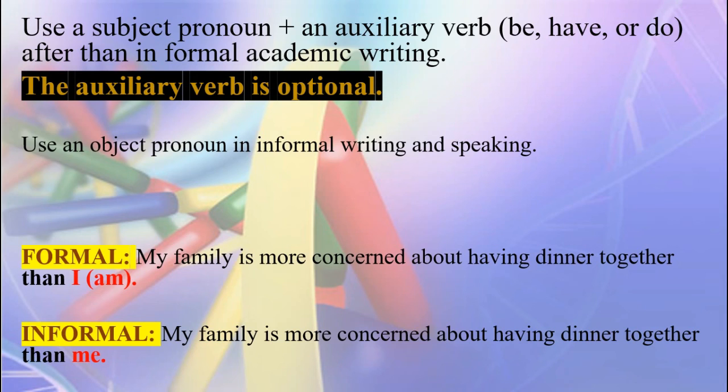Or omitting the auxiliary verb: my family is more concerned about having dinner together than I. Okay, an example with informal: my family is more concerned about having dinner together than me. In this case, we are using a pronoun because it is informal. I can say my family is more concerned about having dinner together than me in speaking or maybe in informal writing.